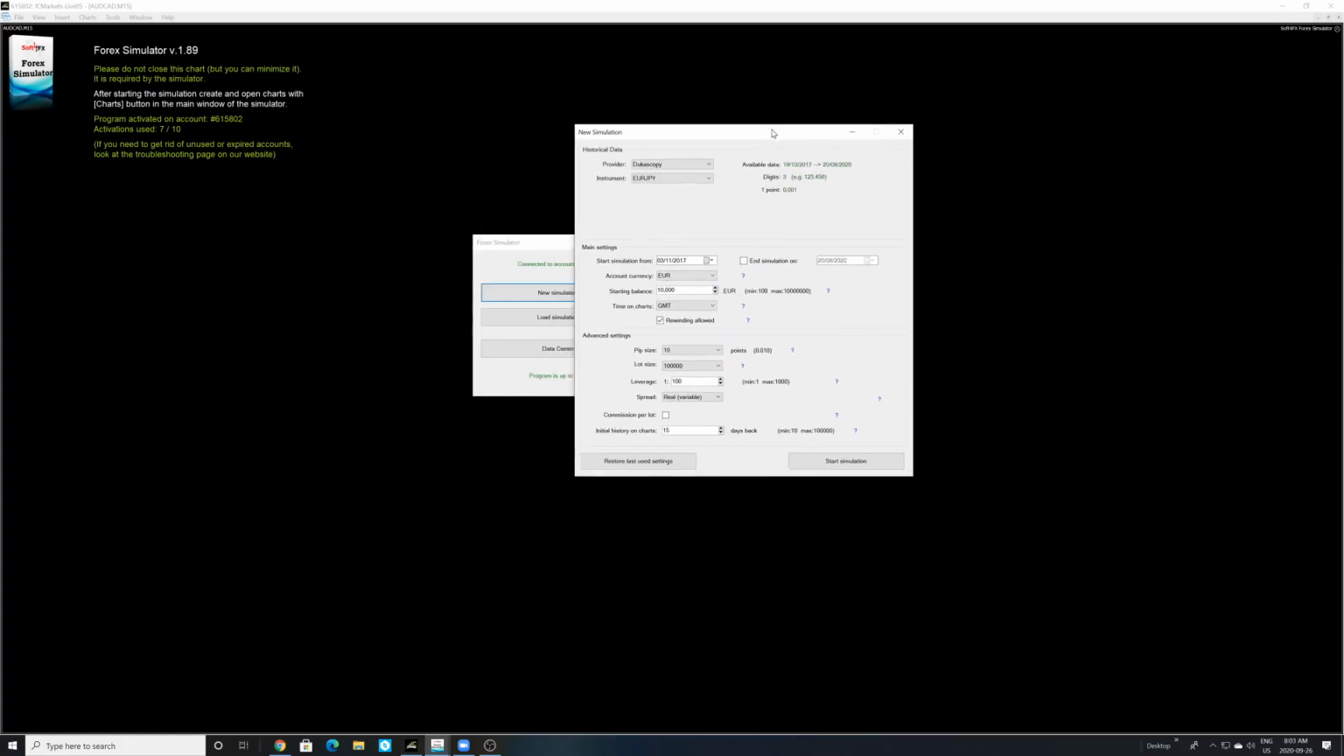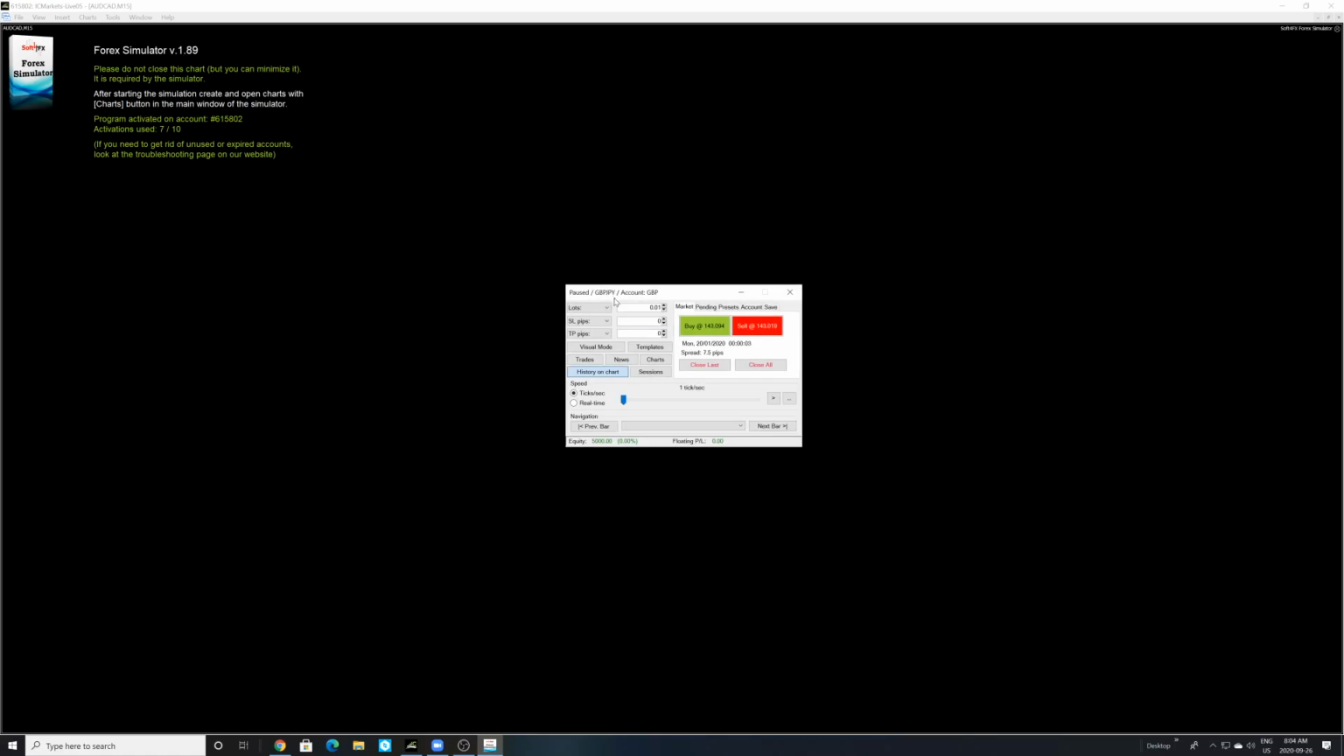I'll go to new simulation. And from here, we're going to choose GBPJPY. Let's go to 18th January 2020. It's going to be in pounds. Starting balance, let's start with 8,000. Stick to New York close. Leverage is going to be regular leverage. Oh, someone said 5,000. Yeah, let's start with 5,000. Spread is going to be real spread. Past history is going to be 150 days. And we shall start the simulation here.